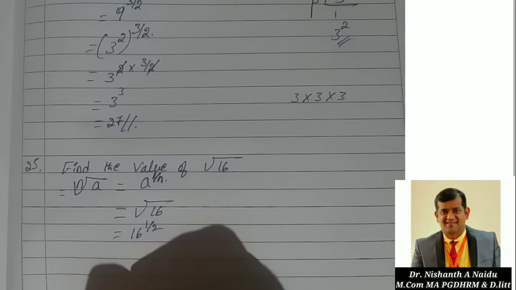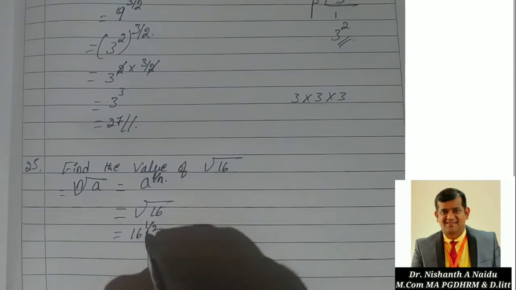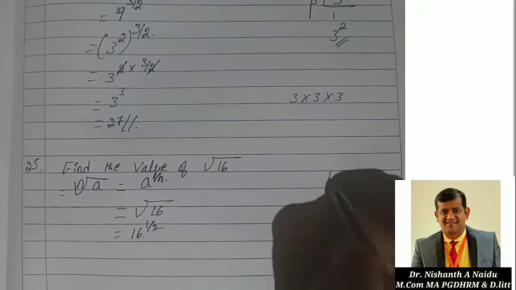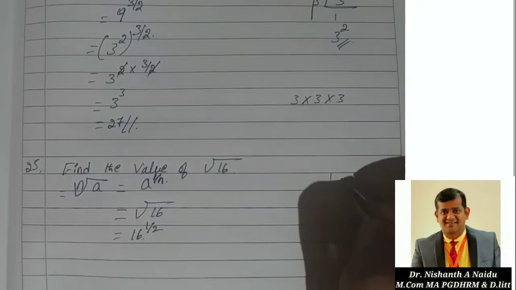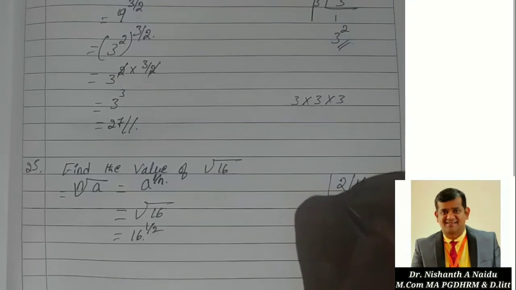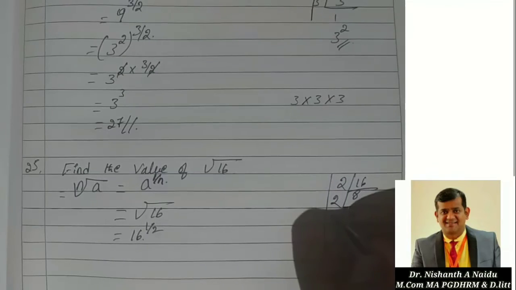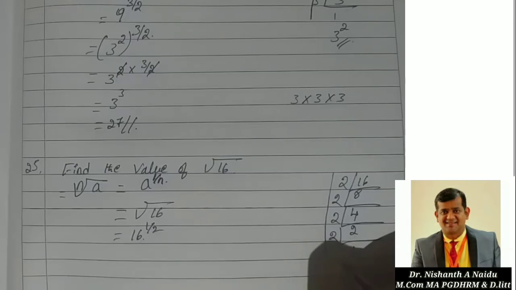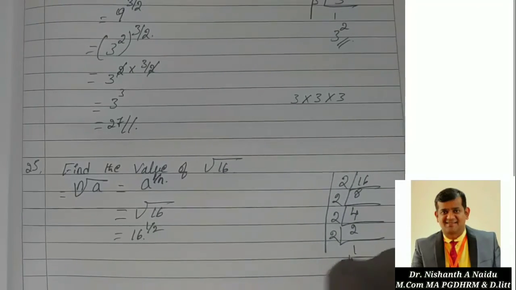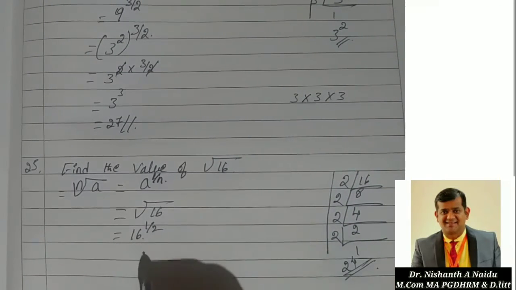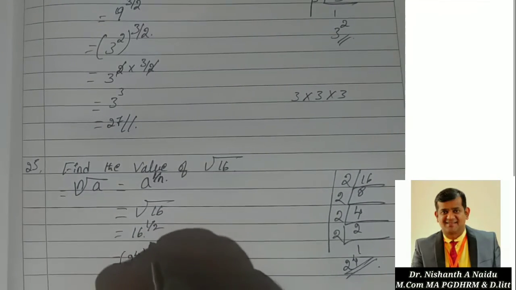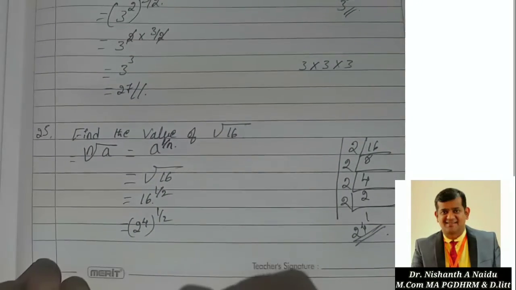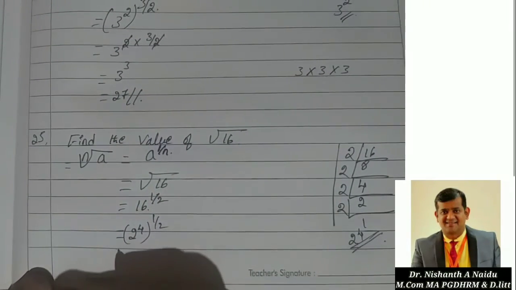Now what I am supposed to do is find the LCM for 16. I always say that whenever you do LCM, you start with the smaller number. So 2 8s are 16, then 2 4s are 8, then 2 2s are 4, then 2 1s are 2. So 2 to the power 4 is the LCM value for 16. So then 2 to the power 4 whole power 1 divided by 2.